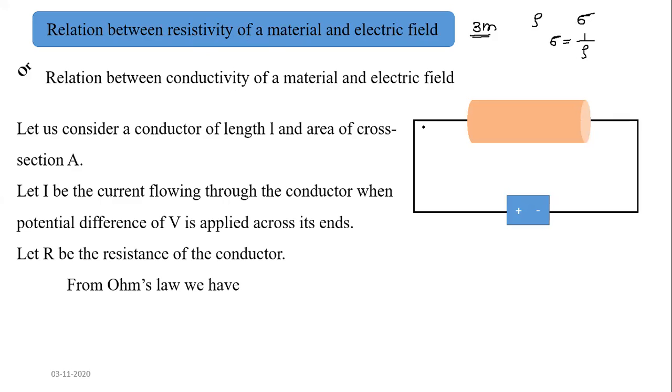So okay, for that let us consider a conductor. So this will be our conductor. Conductor of length L. So this will be the length L. What will be the area? The area of cross section will be A. Let us apply the potential difference. So let V be the potential difference.